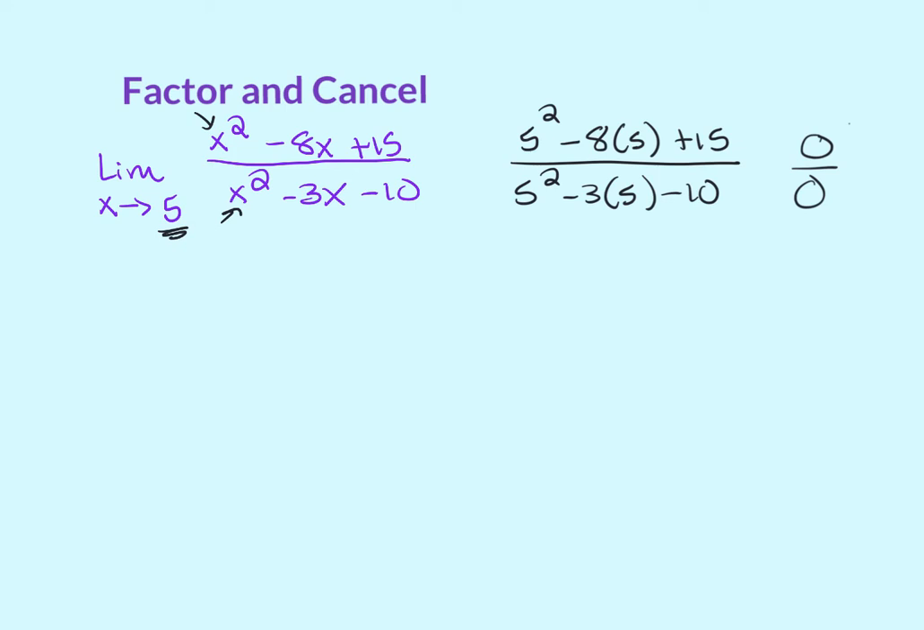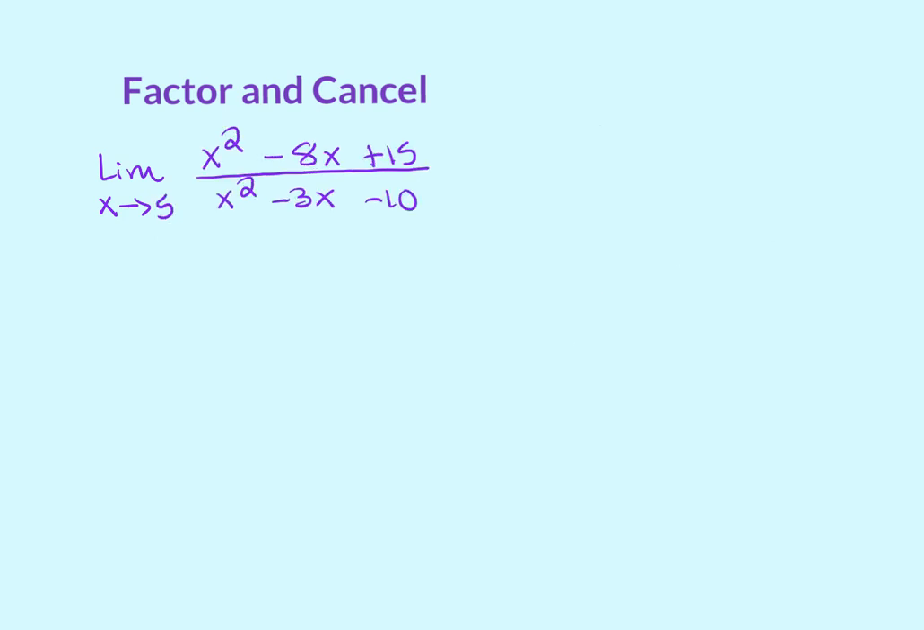Well, can't divide by 0. So what this is saying is the function at 5 is undefined. That doesn't mean that the limit is undefined. For example, if we have a graph, maybe at x equals 5, it is undefined. There's a hole in the graph, but there's still a limit. Both the left and the right sides are approaching the same value. So what we can do is do the factor and cancel method.